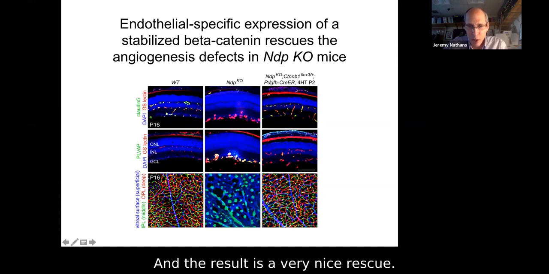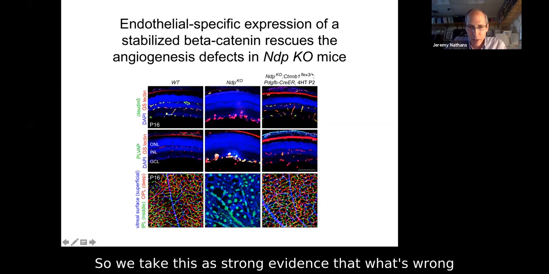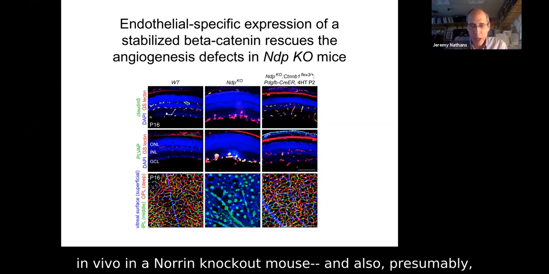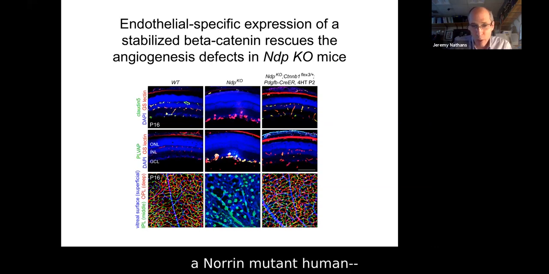And the result is a very nice rescue. So we take this as strong evidence that what's wrong in vivo in a norrin knockout mouse and also presumably a norrin mutant human is a failure of canonical Wnt signaling in vascular endothelial cells.